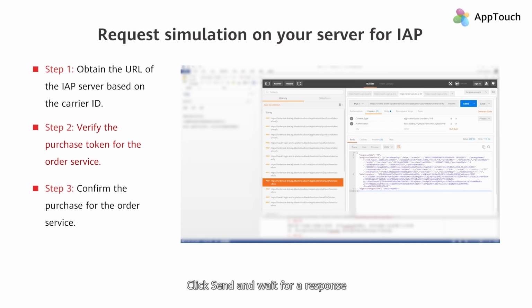Click Send and wait for a response. In response, purchase token data contains data such as the product name, app ID, product type, and encryption algorithm. That's all for this API.